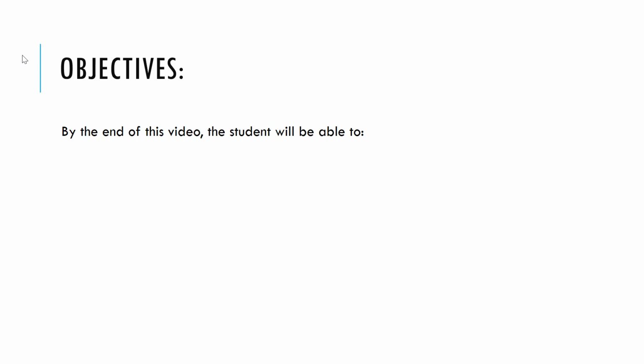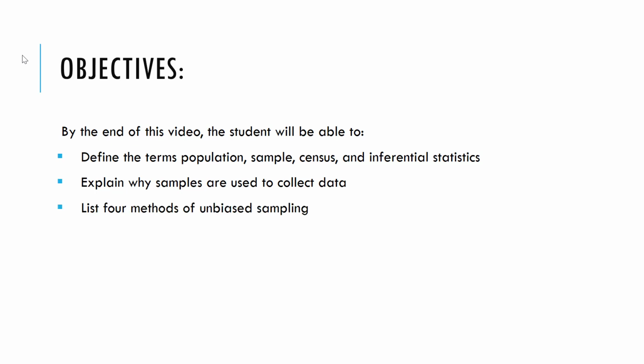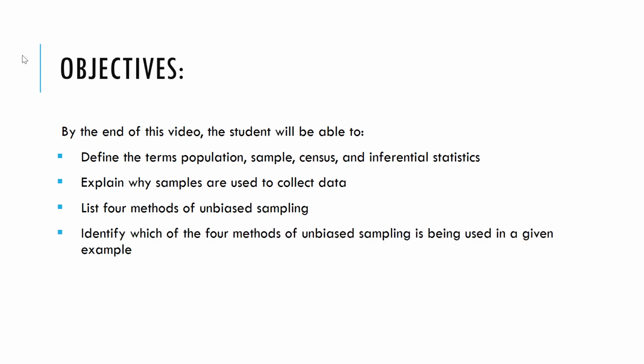By the end of this video, the student will be able to define the terms population, sample, census, and inferential statistics. The student will be able to explain why samples are used to collect data. The student will be able to list 4 methods of unbiased sampling and to identify which of the 4 methods of unbiased sampling is being used in a given example. Let's begin.